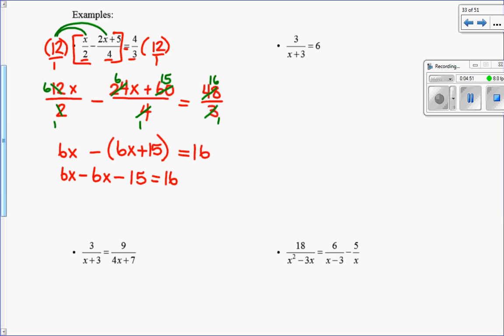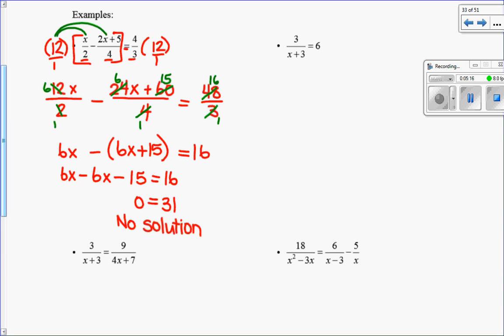When I do this, I have 6x minus 6x, that cancels each other out, and so I really have 0 equals, if I add 15 to this side, because I've added 15 to that side, 31. There is actually no solution to this question because this answer does not even make sense. It's not solving for x.